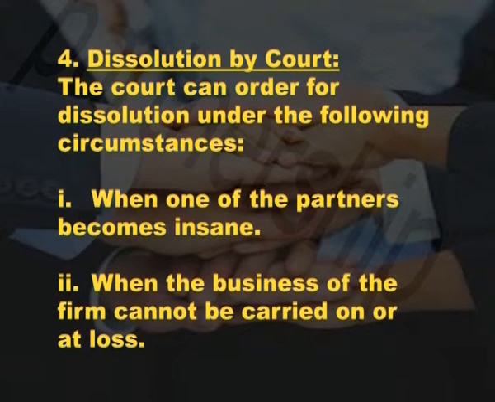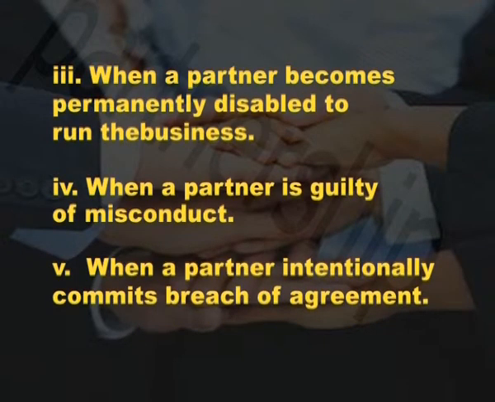Fourth one, dissolution by court. The court can order for the dissolution under the following circumstances. The first one, when one of the partners becomes insane. Second point, when the business of the firm cannot be carried on or is at loss. Third point, when a partner becomes permanently disabled to run the business.